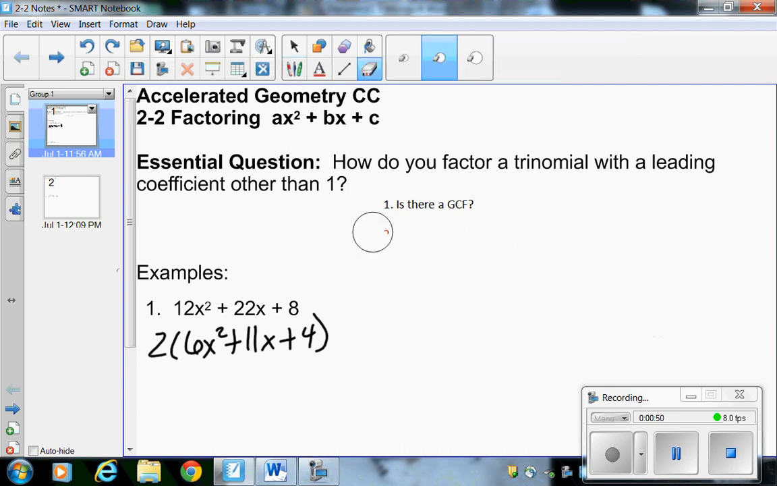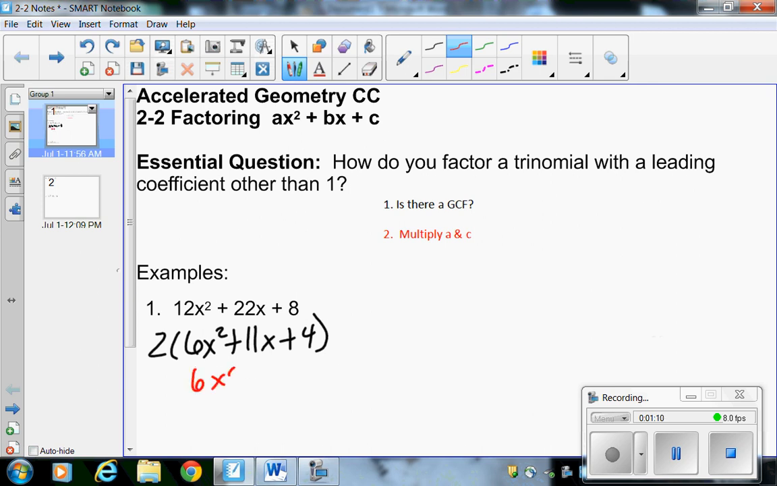Our second step is going to be to multiply our a term with our c term. So if you look at the standard form of a quadratic, the a comes in front of the x squared, and the c is the last. So if I multiply the 6 with the 4, I get 24.